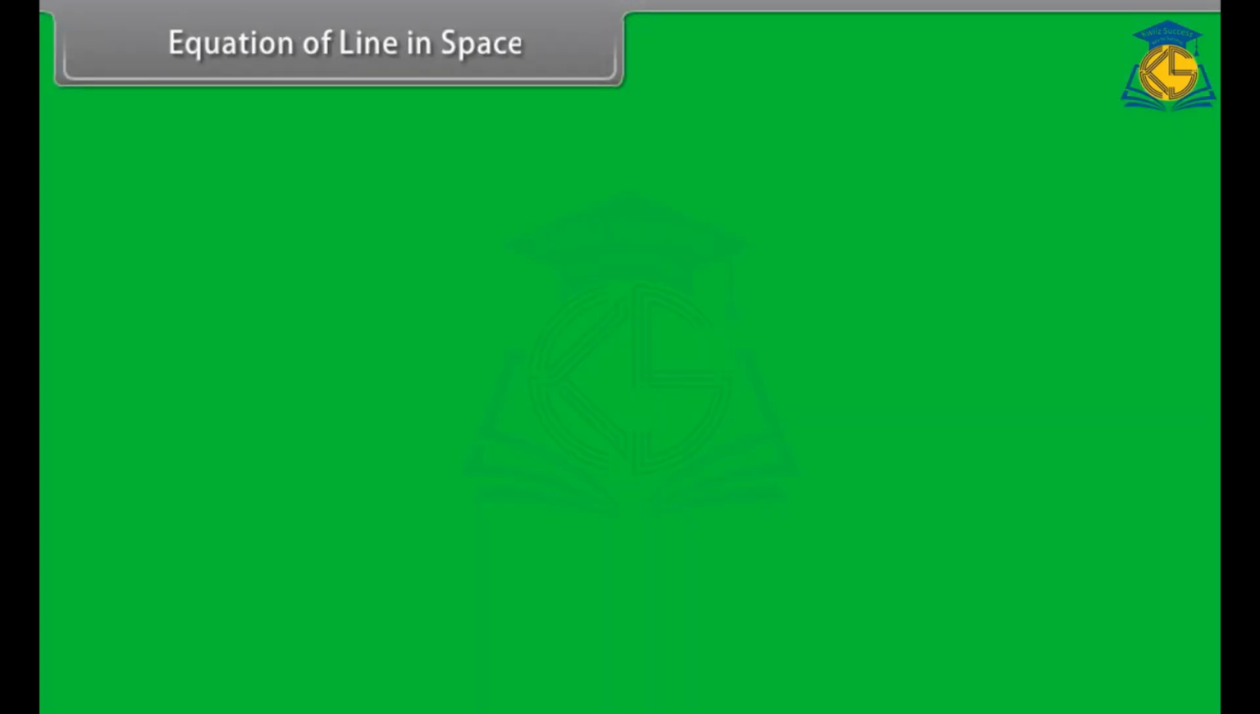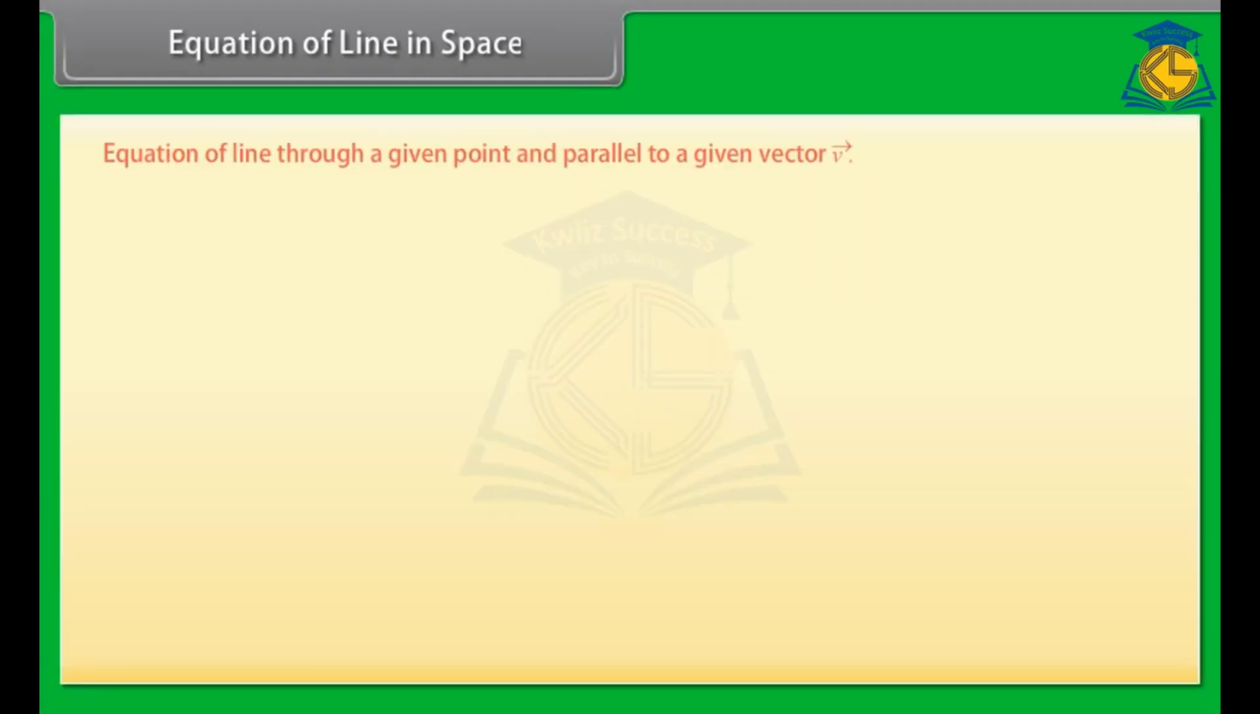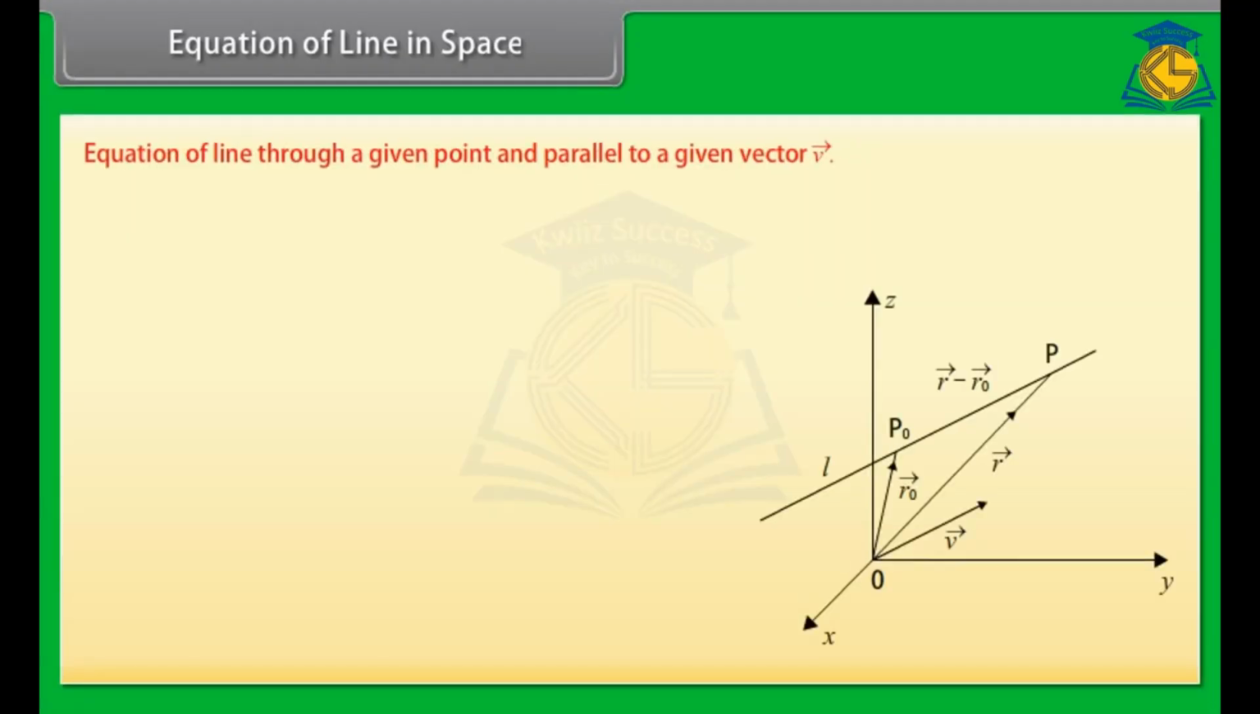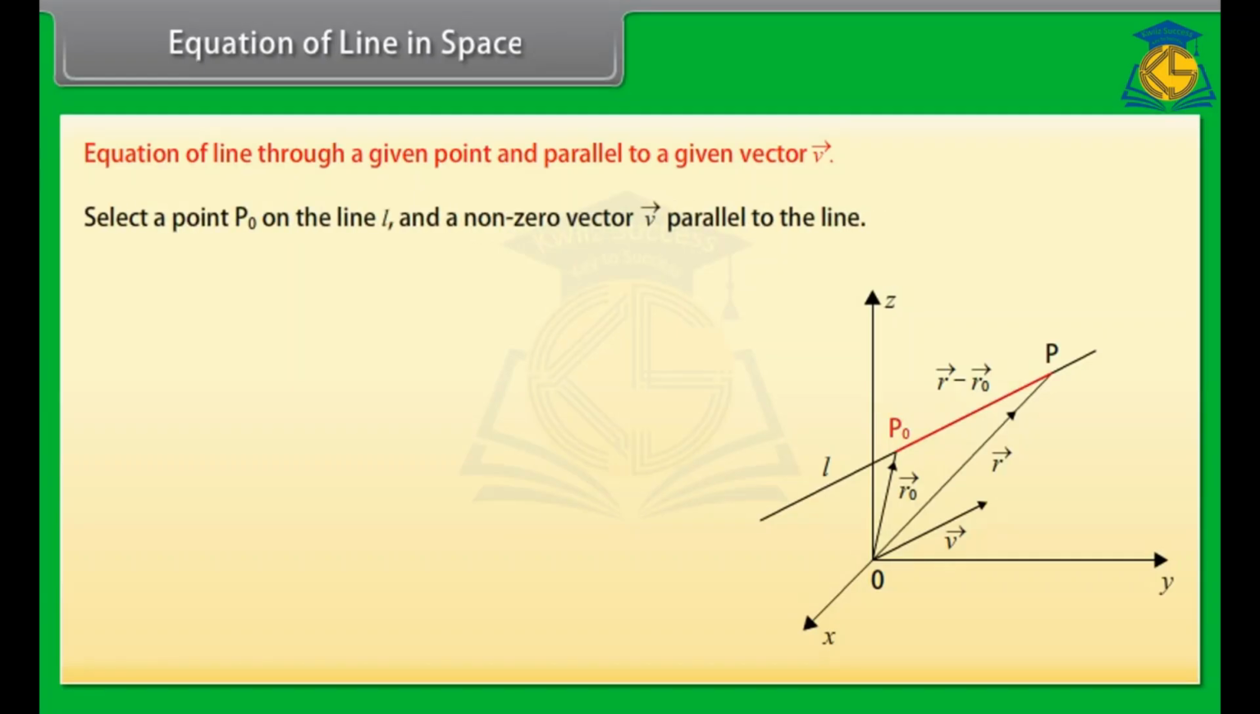Equation of line in space. Equation of line through a given point and parallel to a given vector v. Select a point P0 on the line L, and a non-zero vector v parallel to the line. The line L is then the unique line passing through P0 and parallel to vector v.